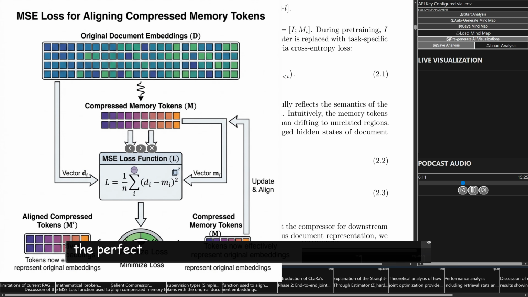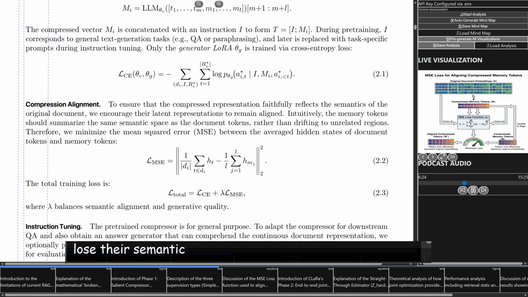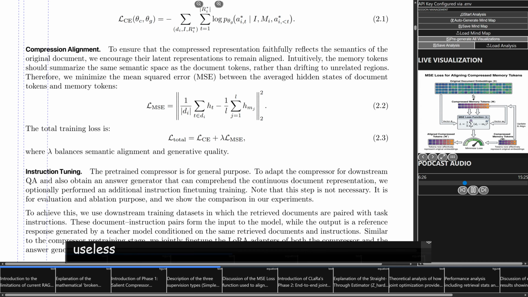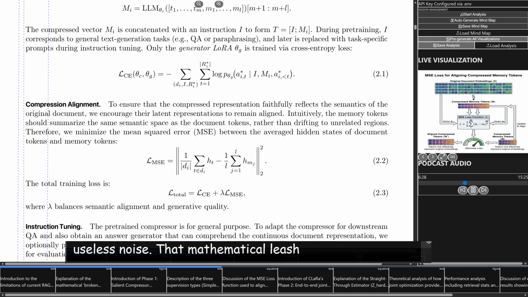That's the perfect analogy. The final loss function for this compressor has a term, lambda times LMSE. And that is a really strict fidelity constraint. Without it, the compressed vectors could just drift away, lose their semantic connection, and become basically useless noise. That mathematical leash is what makes SCP work.